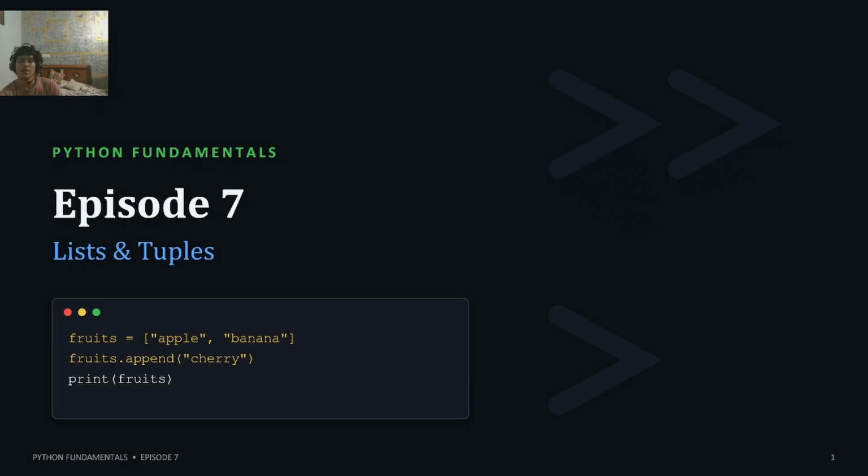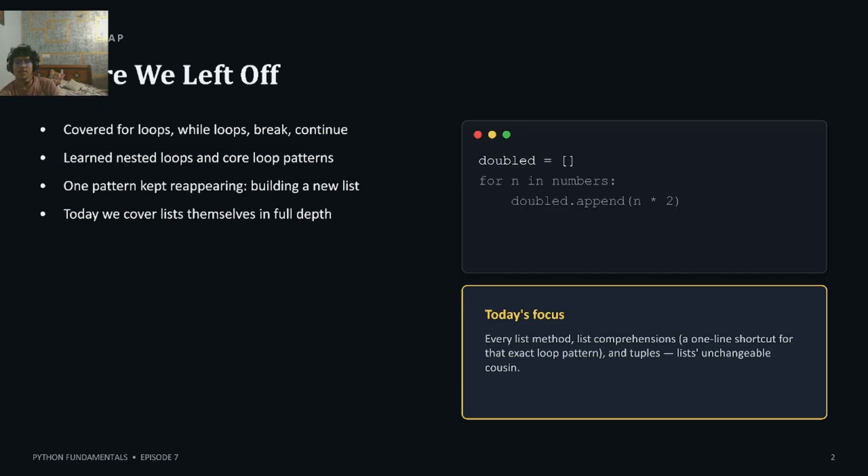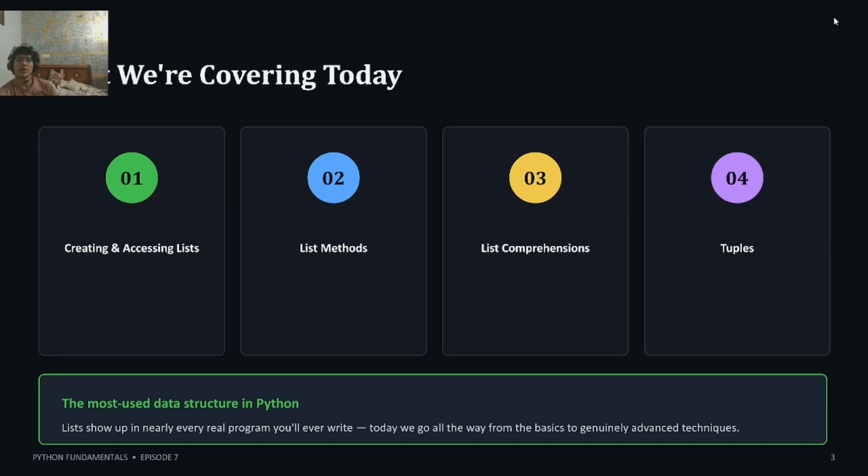That pattern showing up so often wasn't an accident, it was a preview, because today we are covering lists themselves in full depth. Genuinely, the most used data structure in all of Python. If you look at real Python code in almost any code base in almost any industry, be it data science, web development, automation, anything, lists are everywhere. Today, we cover how to create them, every major method for adding, removing, and reorganizing their contents, list comprehension, which is a one line shortcut for that exact build-a-new-list loop pattern from last episode. And finally, tuples, which are lists' unchangeable cousin.